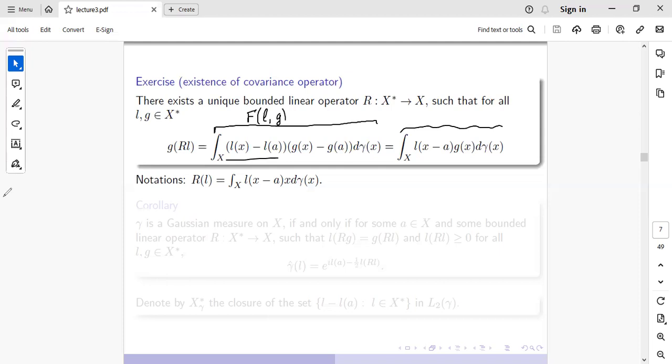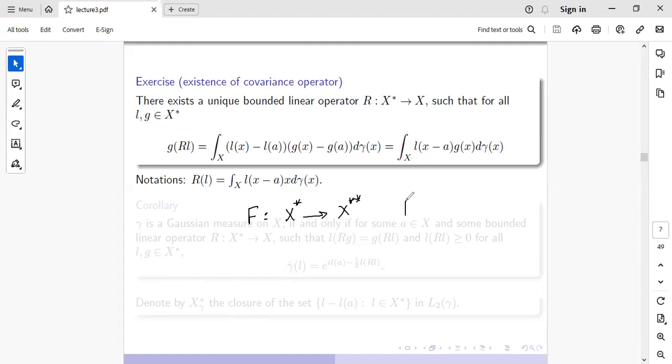Now this bilinear form can be understood as a mapping, again, from the dual space into the second dual space. If we consider it for fixed L, we can consider it as a function of the second argument, and then we will get a linear functional on the dual space. In this way, it can be considered as a linear mapping from dual to second dual.